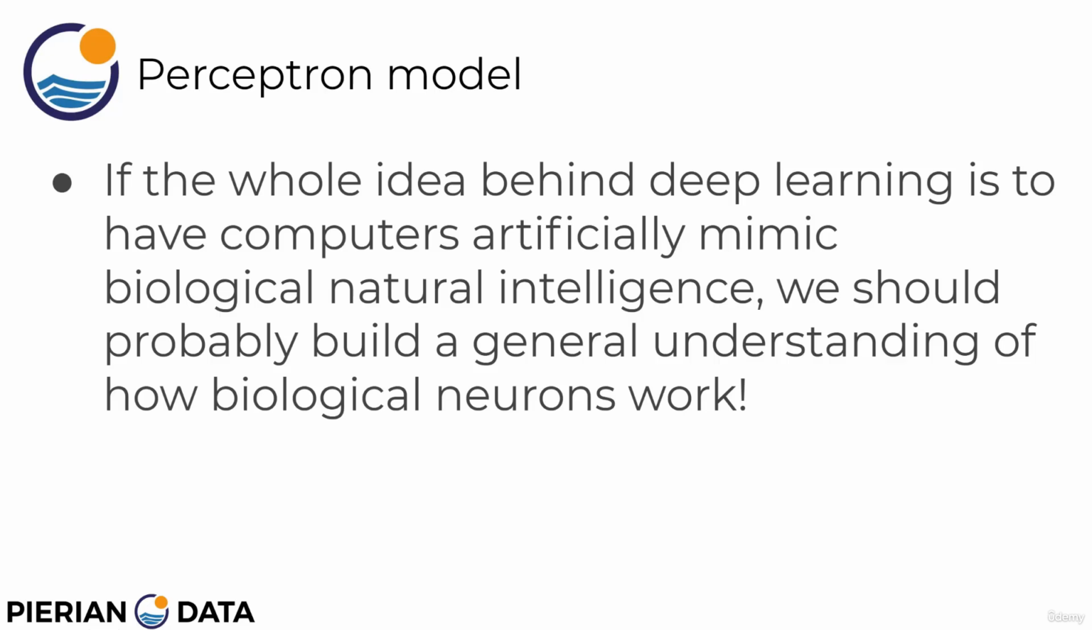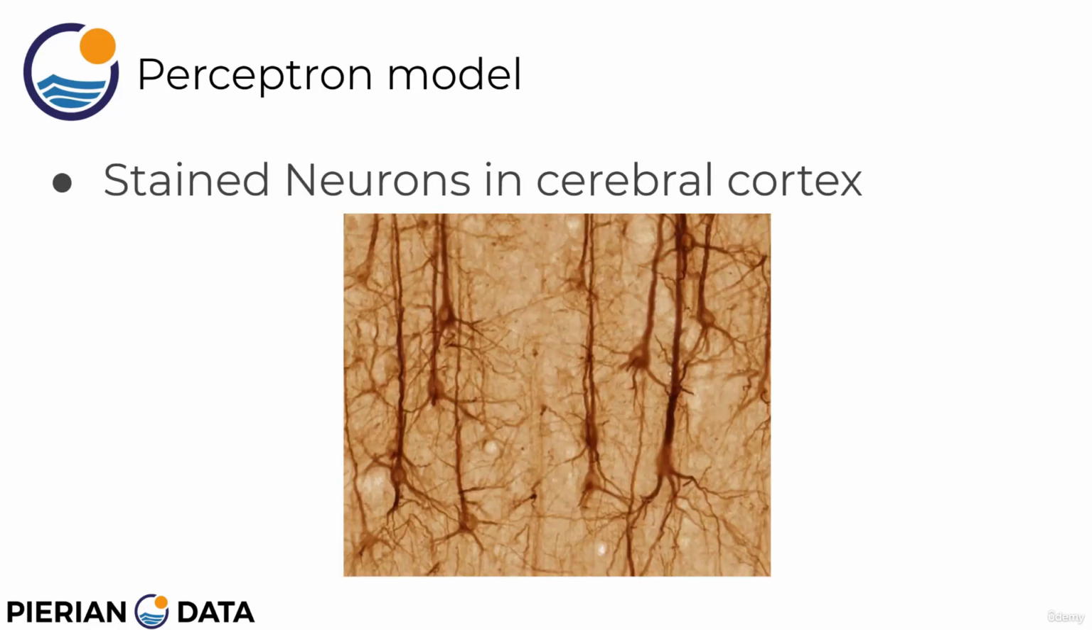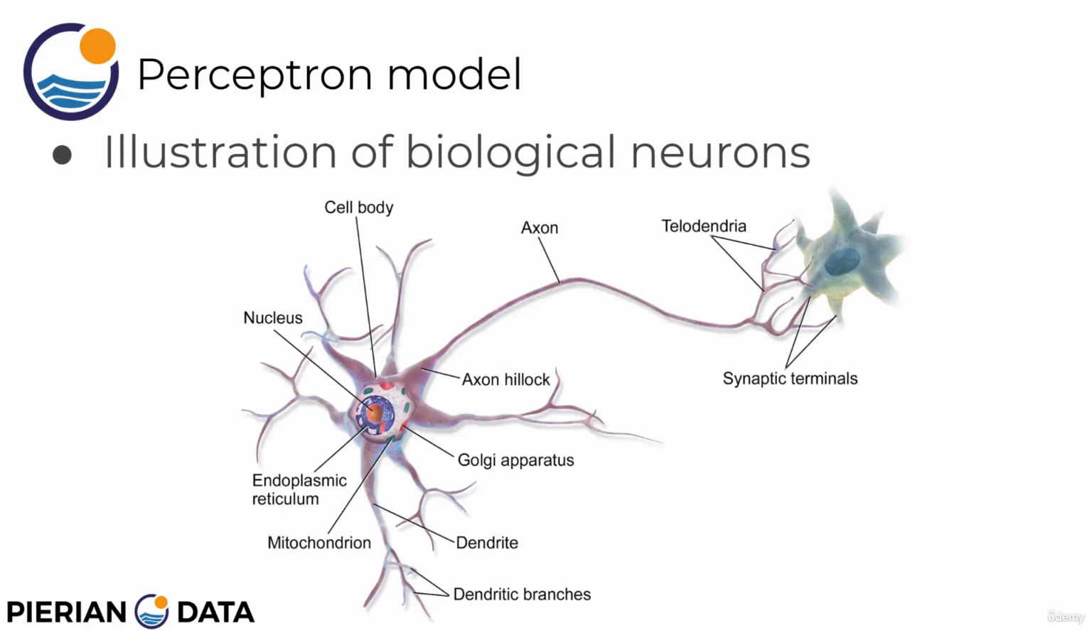it's probably a good idea that we should build a general understanding of how biological neurons work. So here we can see some real stained neurons in a cerebral cortex. And basically what we're going to attempt to do is check out the way these biological neurons work and see if we can develop a simplified abstraction off these real neurons.